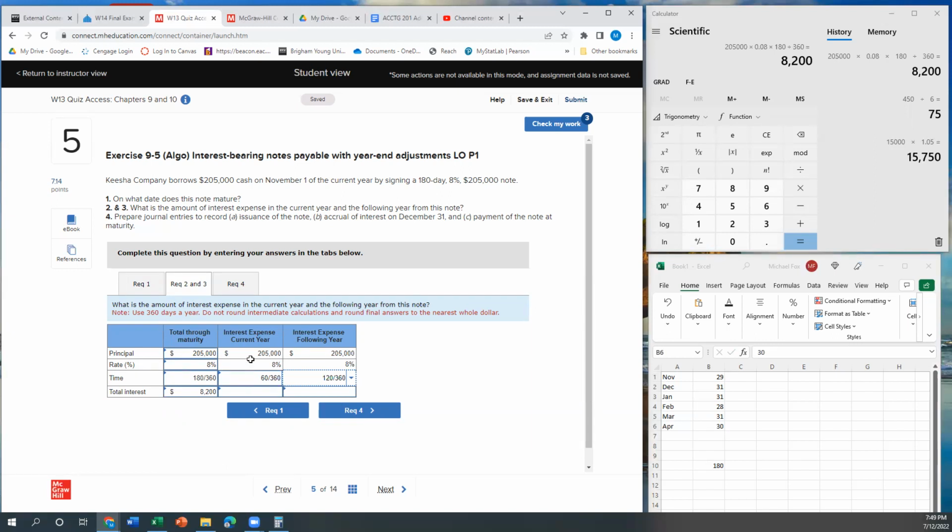So then we can figure out our interest for the current year: $205,000 times 8% times 60 divided by 360.